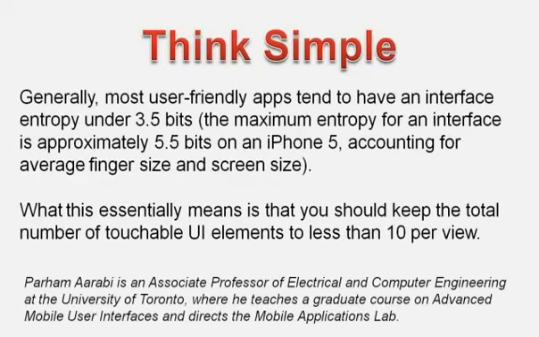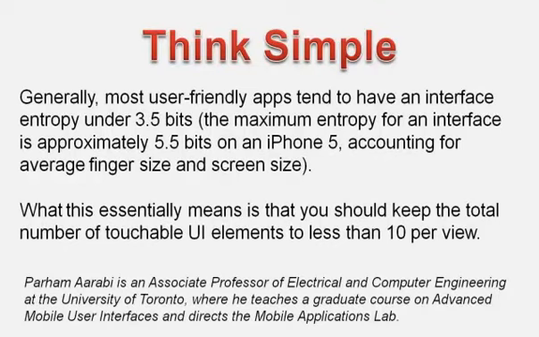Generally, most user-friendly apps tend to have an interface entropy of under 3.5 bytes. The maximum entropy for an interface is approximately 5.5 bits on an iPhone, accounting for average finger size and screen size. So our app buttons fit in this category. Okay, the buttons that you see are designed to fit that category. And they're designed so that when you take your finger and tap on it, it's big enough that you're not trying to squeeze your thumbnail in there.